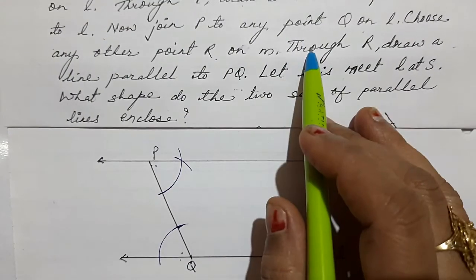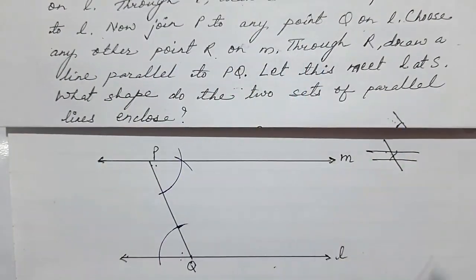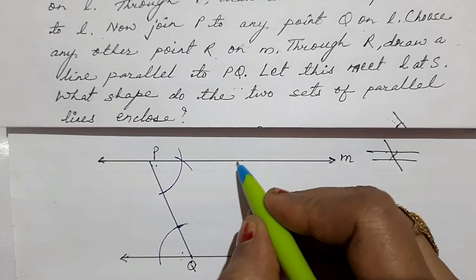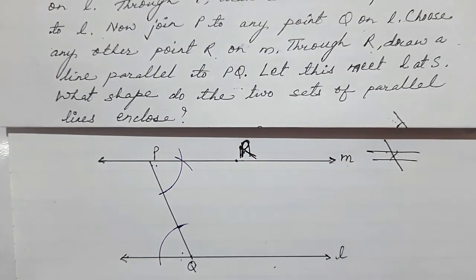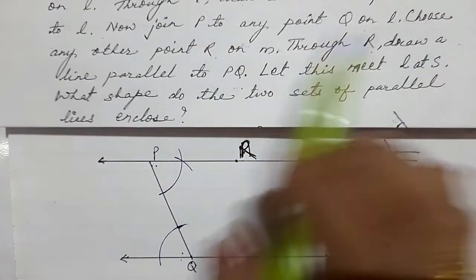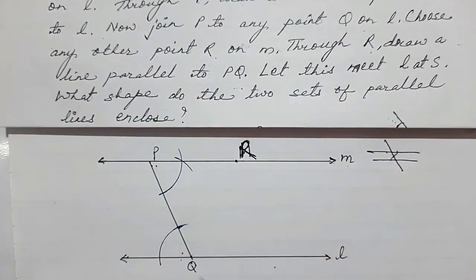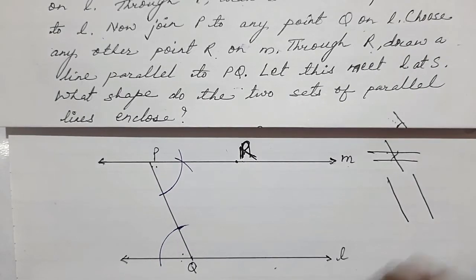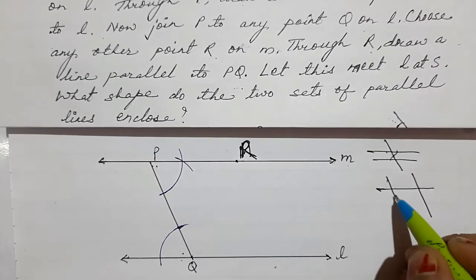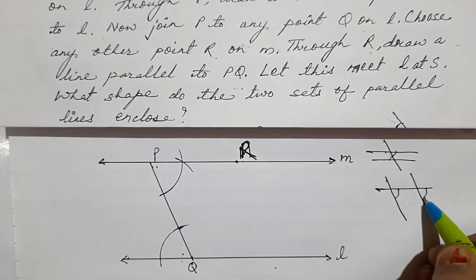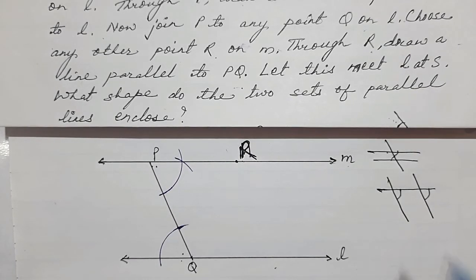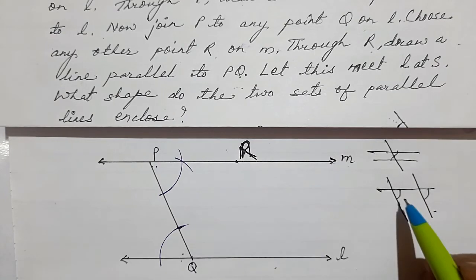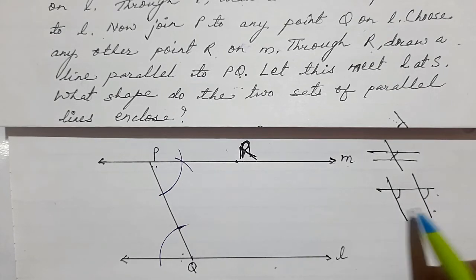Now, choose any other point R on M. This is my M. Let this be my point R. Through R, draw a line parallel to PQ. Now, this is my PQ. I want a line through R parallel to PQ. So, here, if these are parallel lines, I have to make this parallel line, and if I could make the corresponding angles equal, will the lines be parallel? Yes, equal corresponding angles shows the lines are parallel.